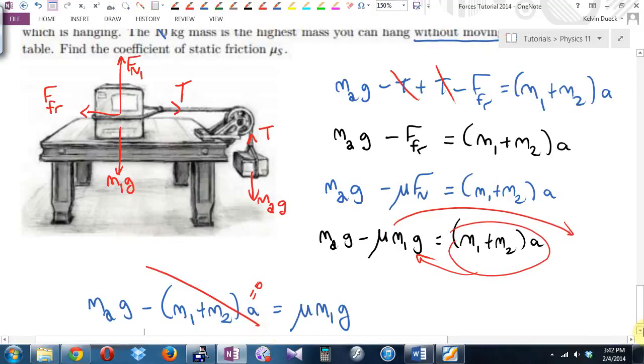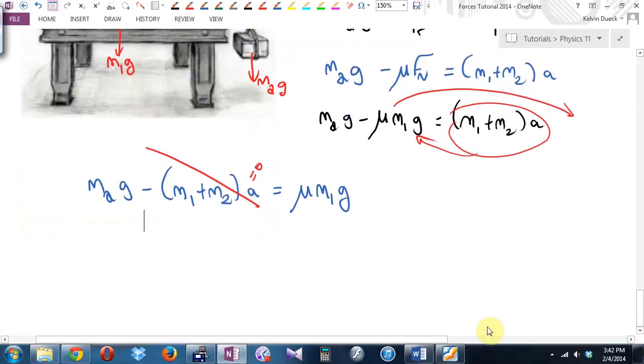Okay? But had this question actually given me an acceleration, you can see I could have handled that too. I would have put the two masses in the brackets and I would have written the acceleration there. Meanwhile, I end up with this, my friend.